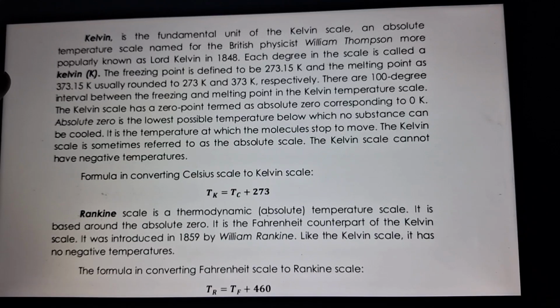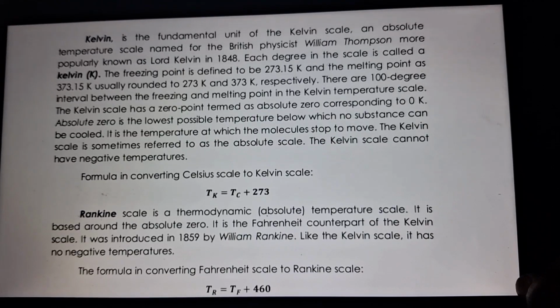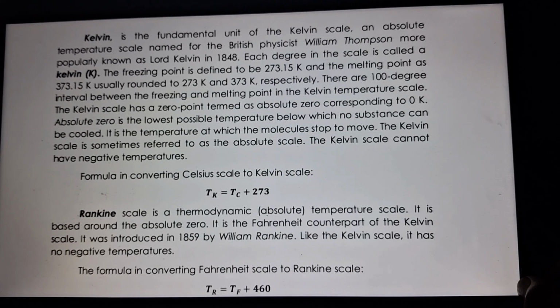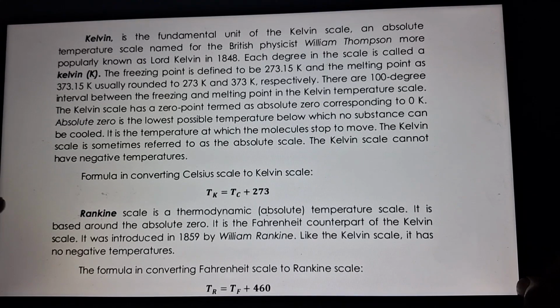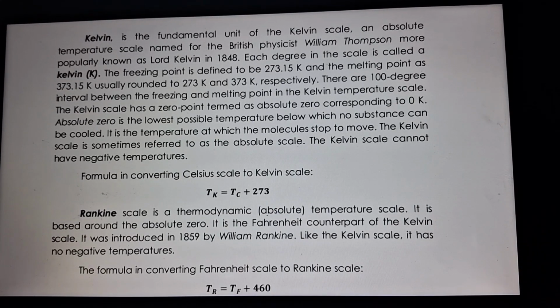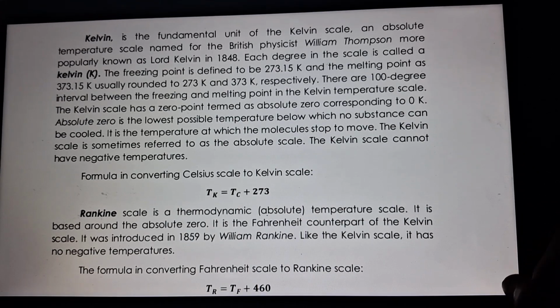So you are going to minus 373.15 Kelvin minus 100 is equal to 273.15. So absolute zero is the lowest possible temperature below which no substance can be cooled. The formula in converting Celsius scale to Kelvin scale is: temperature in Kelvin is equal to temperature in Celsius plus 273.15 Kelvin, which is the constant. So we are going to move to Rankine.